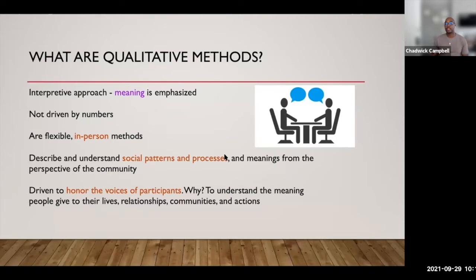And by collecting this data in this way, we get to ask the why questions, the how questions, the what questions that we can't really ask in a quantitative setting. These questions allow us to really get underneath what's happening and understand what's behind a lot of what people are telling us in these interviews or in focus groups, for example.